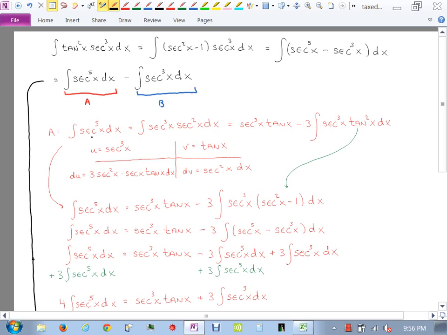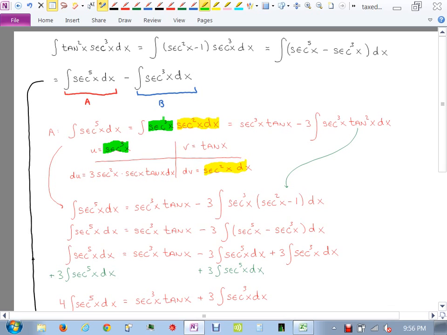So what we do is we take secant to the fifth x dx, we peel secant squared off of that, and then we use integration by parts. I'm going to choose to have my dv here, and then choose to have my u be my secant cubed right there. And then we carry through with the integration by parts.